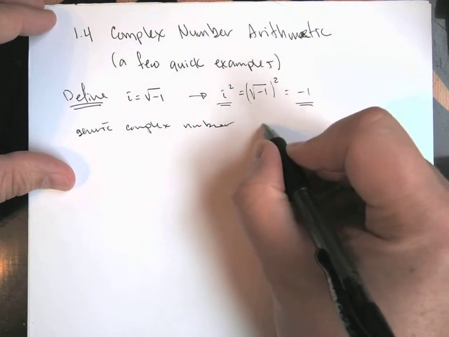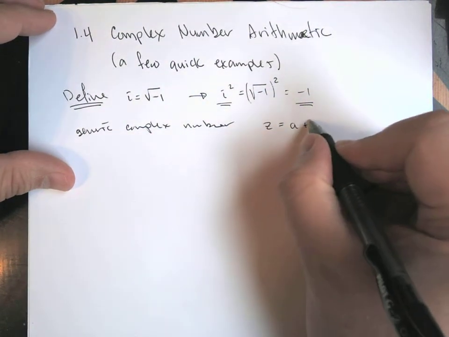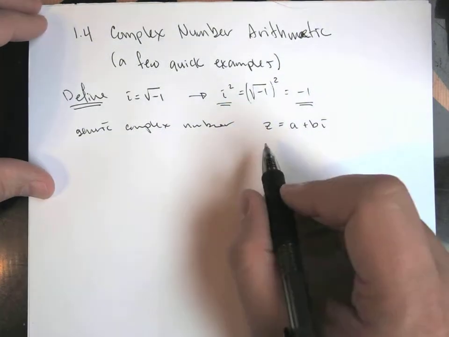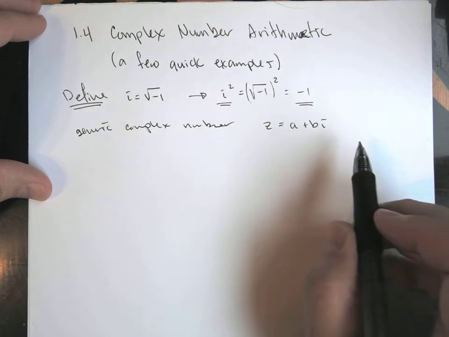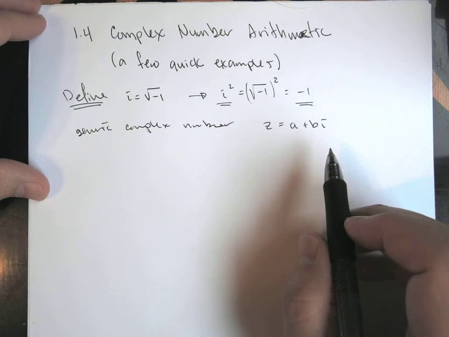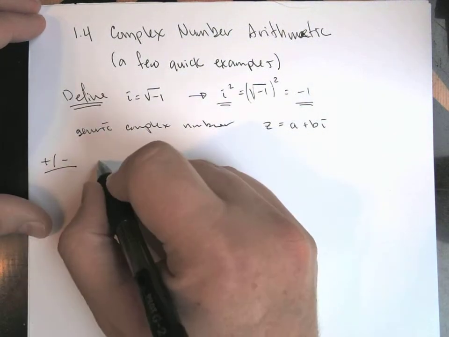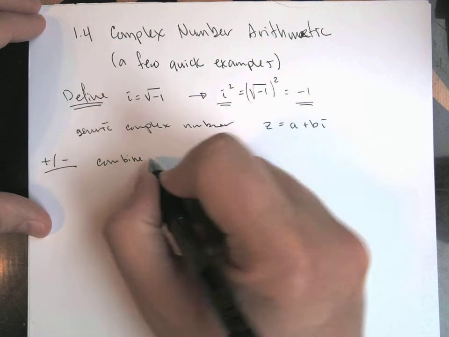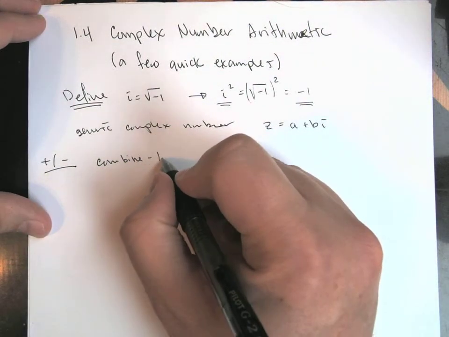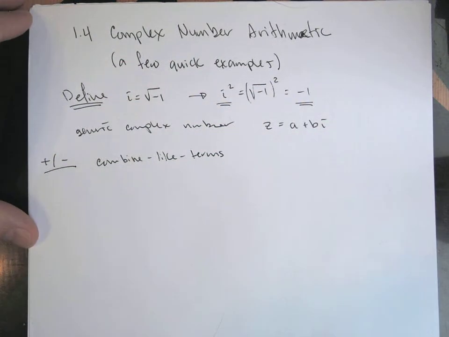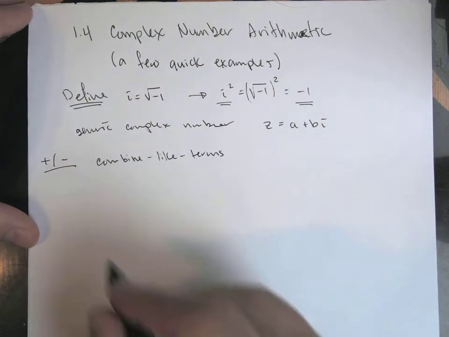and it's going to take the form a plus b times i. So you might write z as the number, and it would consist of a plus bi, where a and b are just any real numbers. So for plus and minus, all we're going to do is combine like terms. If we're adding and subtracting, that's all there is to it.